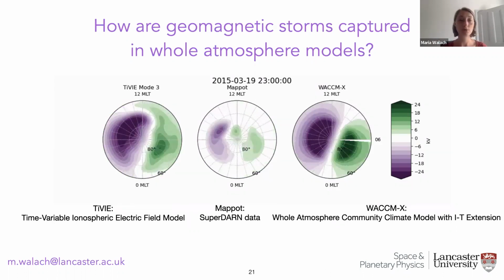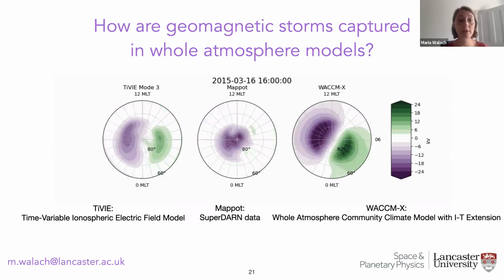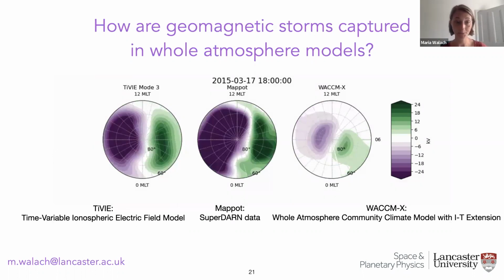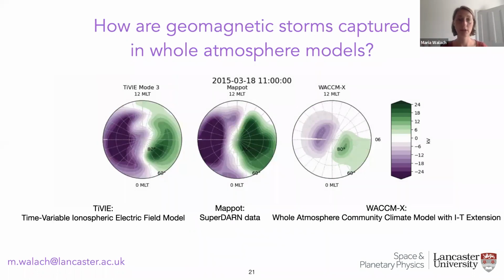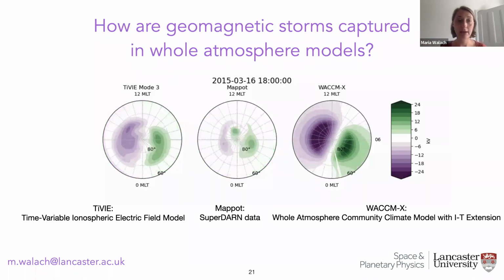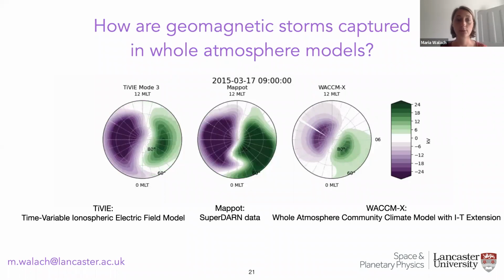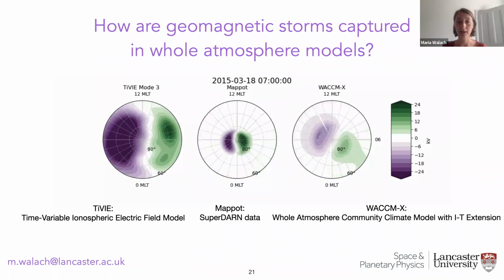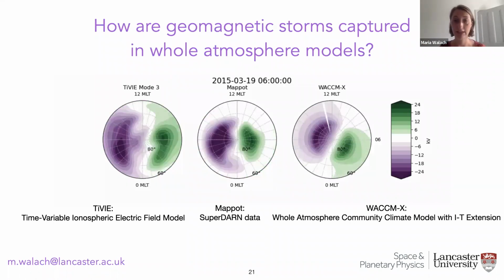And then in the middle, we have SuperDARN data. So this comes directly from the SuperDARN radars. And you can see this moves around a lot. It's not as stable as the solution on the left. And then on the right, I have WACCM-X, which is the Whole Atmosphere Community Climate Model with ionosphere and thermosphere extension.